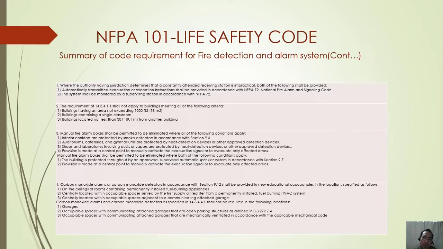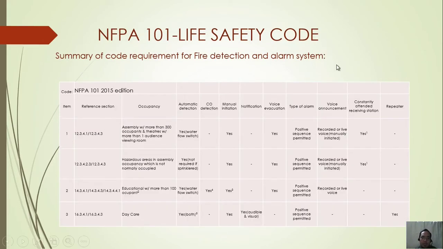So this one, let's say in the Middle East, most of the buildings are monitored by the civil defense. So they are required to be monitored by the civil defense. Plus, the mass evacuation message can now be played automatically. Unlike before, in the first requirement, it could be activated only from the constantly attended receiving station manually. Now it's permitted if the AHJ says that a constantly attended receiving station is not possible in this building.